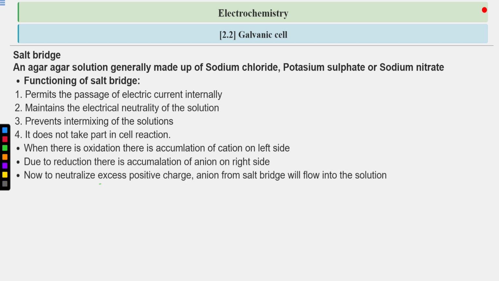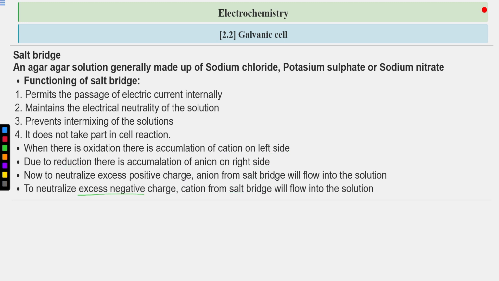Now, to neutralize the excess positive charge, anions from the salt bridge will flow into the solution. Basically, when there is oxidation, the cations accumulate on the left side, and when there is reduction, there is accumulation of anions on the right side. If you want to neutralize this excess positive charge, the anions, which are negatively charged, from the salt bridge will flow into the solution to make the solution neutral.